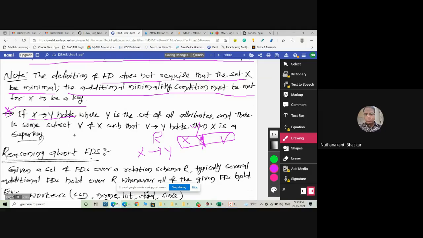And there is some subset V of X. If you write that V determines Y, means Y is depending on V, then X is a super key. Very simple. Here we are denoting all attributes with the help of Y. Then, if this particular V determines Y, automatically X is a super key, meaning X contains all the attributes.